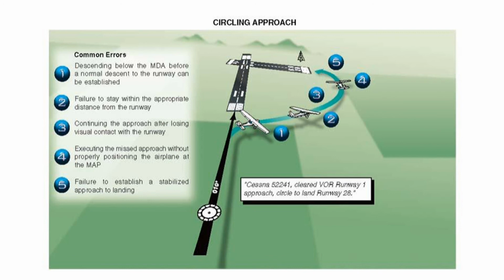Common errors in circling include descending below the MDA before you're in a position to make a normal descent to the runway, failure to stay within the appropriate distance of the runway so you get too far away, continuing the approach after losing visual contact, executing the missed approach without properly positioning the aircraft at the missed approach point, and then finally failure to establish a stabilized approach to land.